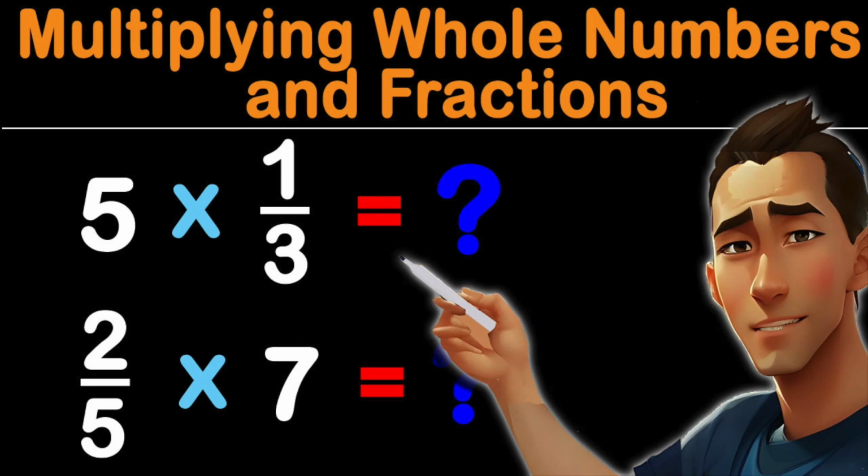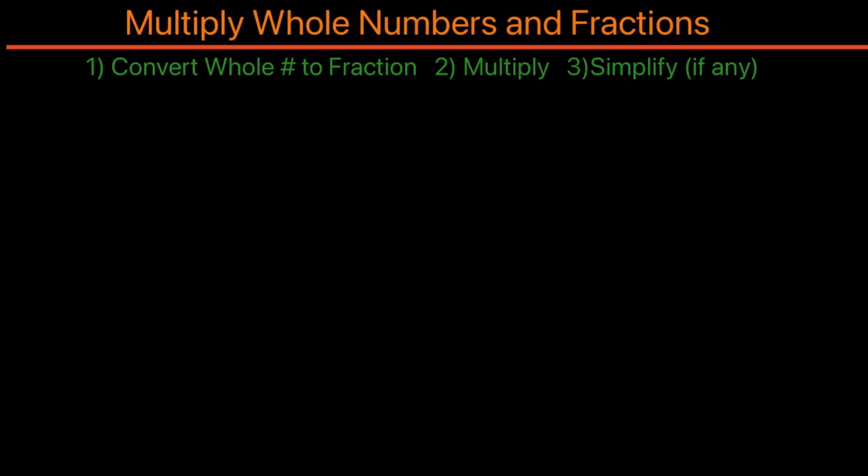In this video, I'll be going over how to multiply whole numbers and fractions. The 3 steps to doing this is to first convert a whole number to fraction, next multiply, and then lastly simplify if any. Here is an example.